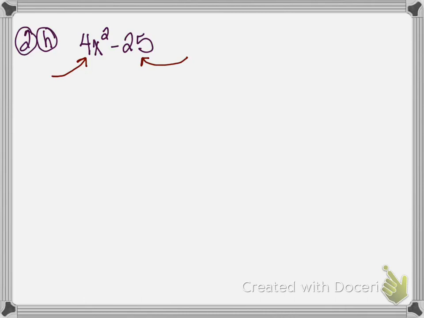This has to be a perfect square. And you have to be subtracting. All 3 of those things have to happen for this to be the difference of perfect squares.